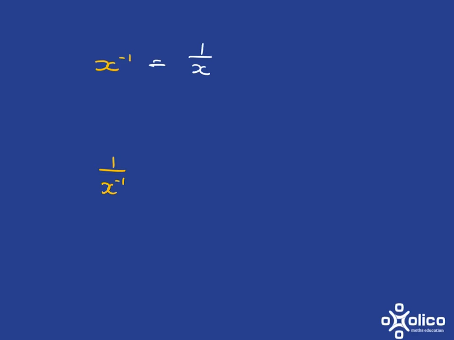Now, the second one is where things get nicely interesting. What you have is 1 over, and now x to the negative 1 is just 1 over x. So like we've just seen, that's 1 divided by 1 over x, which is going to be 1, and then you change this to a multiplication, turn that into an x over 1, and so you've got 1 multiplied by x over 1, which is x over 1, and x over 1 is just x.